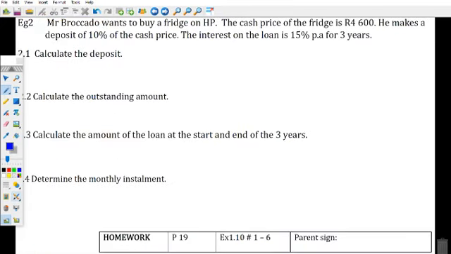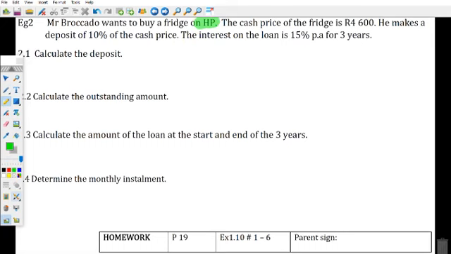Okay, so let's have a look at this one now. Mr. Picardo wants to buy a fridge on hire purchase. A fridge on hire purchase. Okay, so we're going to highlight this. We're highlighting hire purchase. When we say hire purchase, what formula are we using? The simple interest one.